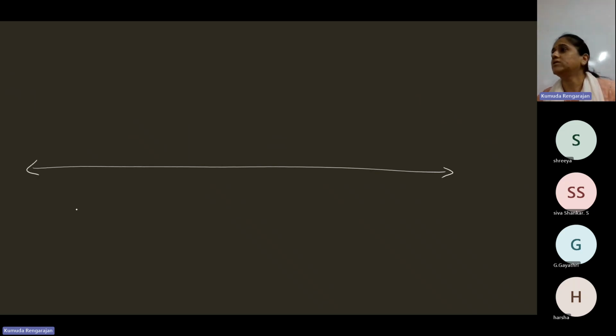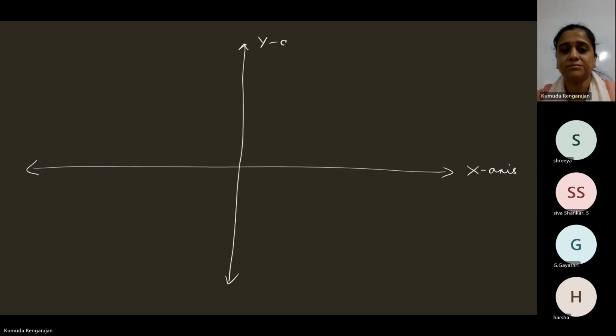So this horizontal line is called the x axis, and the vertical line is called the y axis. Now the x-axis and the y-axis divide the Cartesian plane. The plane on which the x-axis and the y-axis lie is called the Cartesian plane. Why Cartesian? Otherwise, it's just a plane surface. On the plane surface, if you show the x-axis and the y-axis, then the plane is called a Cartesian plane.